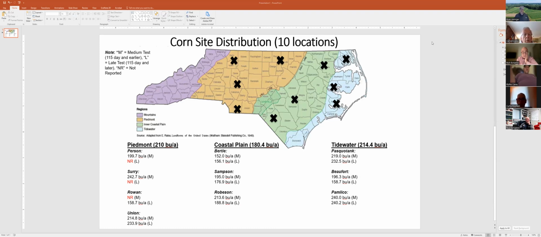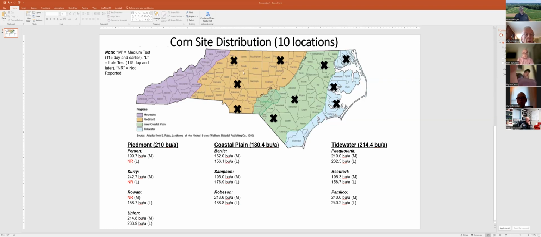We added a location up here in Person County in 2023. This is a brand new location because it fits this little gap that we had. Those of you in this area, we really hadn't had an opportunity to serve you. We started that this year. We got a wheat location up here, we had a bean location up here, and we have a corn location up here. So you can get a lot more data coming out of this northeastern Piedmont situation.